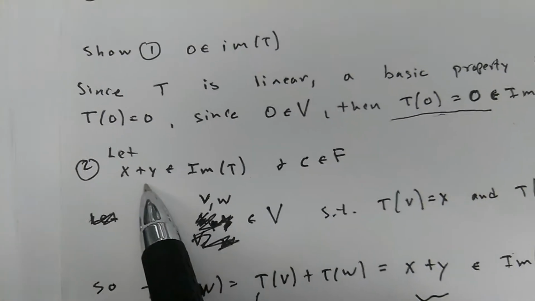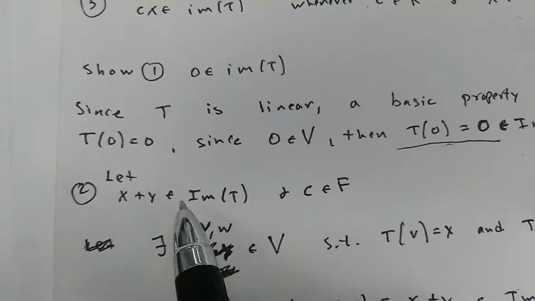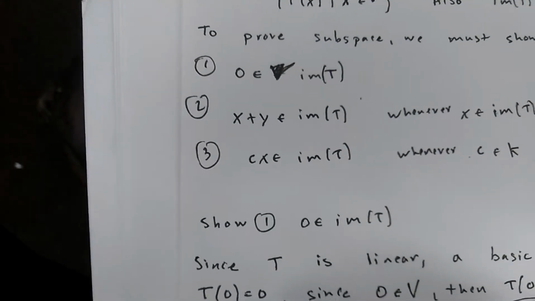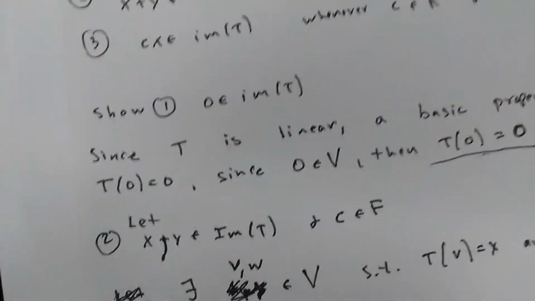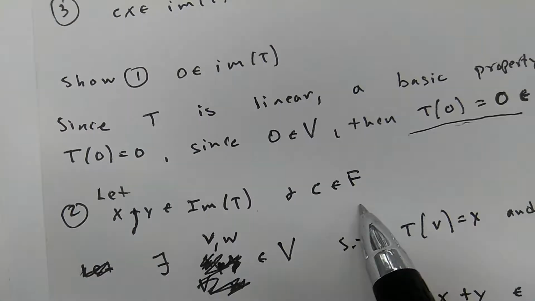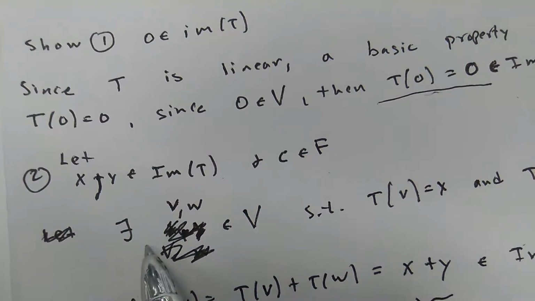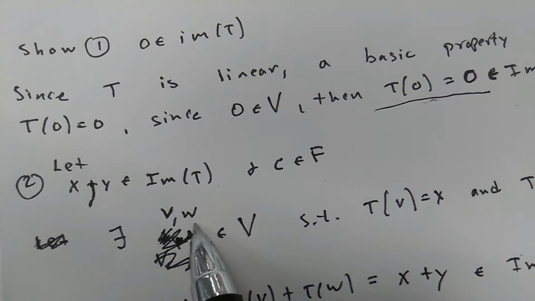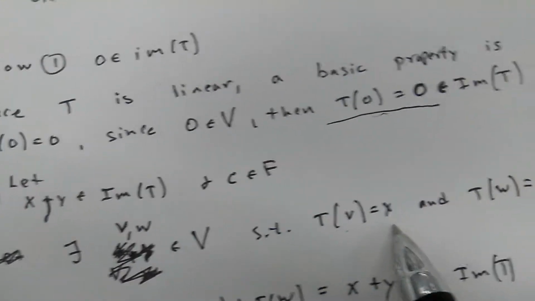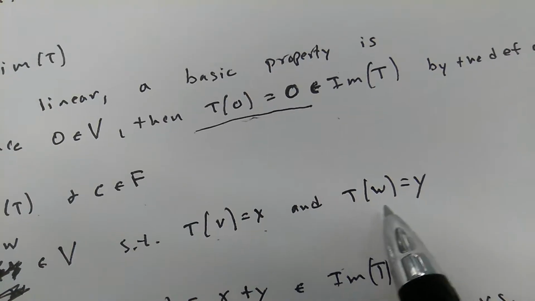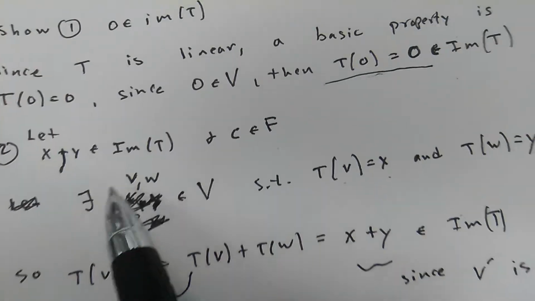Okay, so let X and Y be elements of the image of T, and C is an element of the field. So there exist V and W, vectors in V, such that applying the transformation to V is going to equal X, and applying the transformation to W is going to equal Y. And these, by definition, are elements of the image of T.